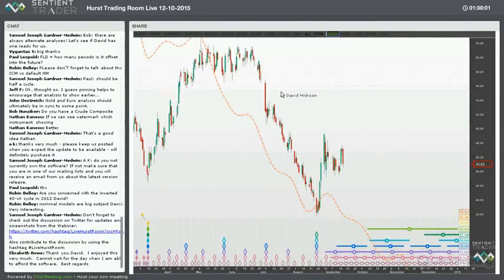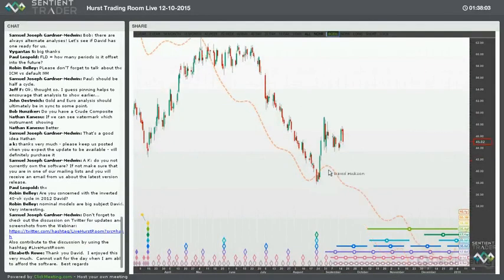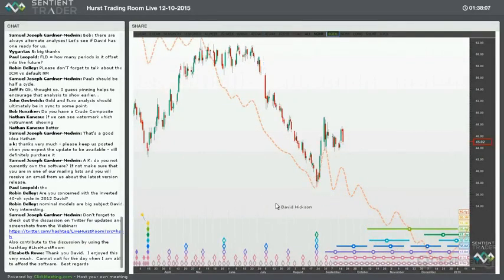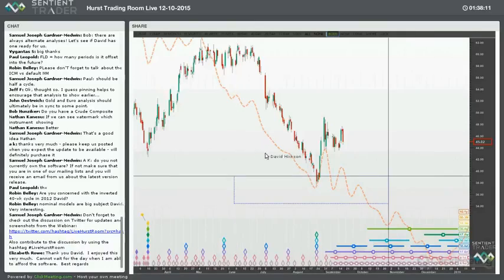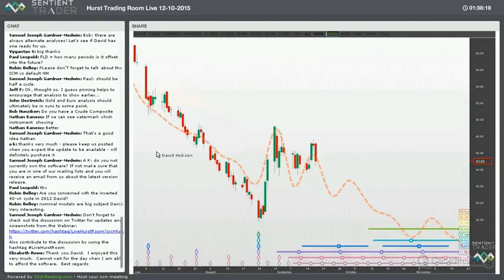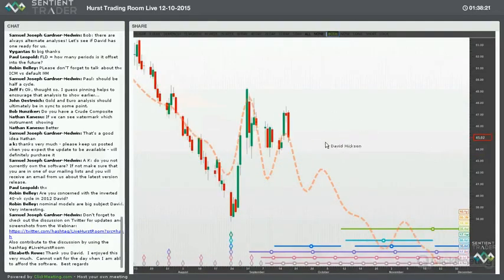Our composite models on our crude analysis are all looking very bearish. There's a look at the composite model in the crude analysis. You can see it's looking pretty bearish, and I know many of you are very bearish on crude at the moment, so that perhaps makes sense.